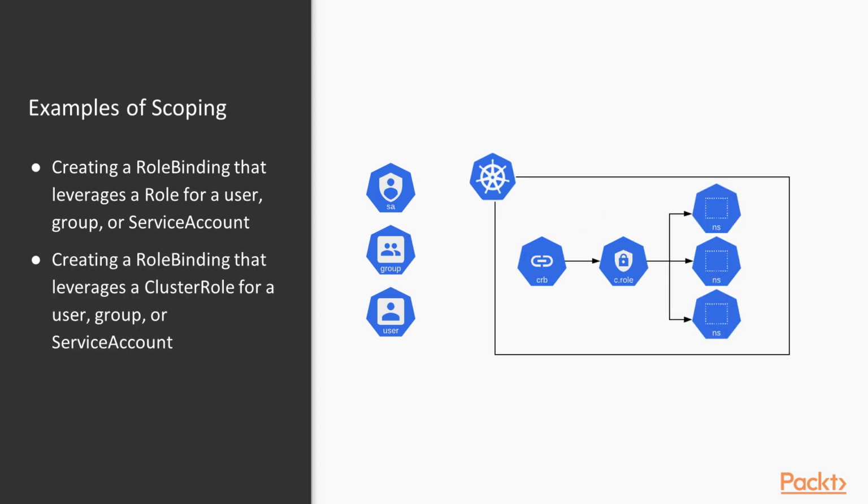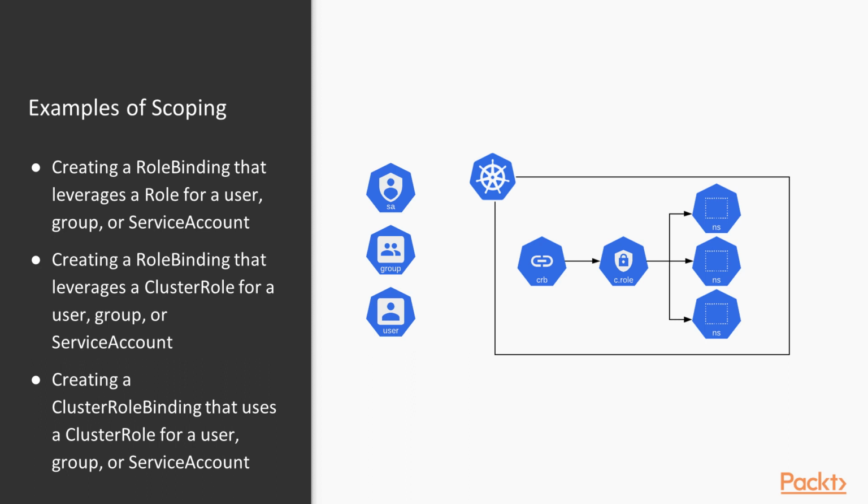You can also create a role binding that leverages a cluster role. Much like we mentioned just a moment ago, if you were to create a role binding within a namespace that points at a cluster role, such as admin, you can then take that and allow access to other objects within the namespace, such as replica sets or pods.